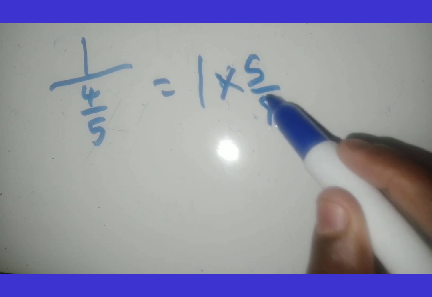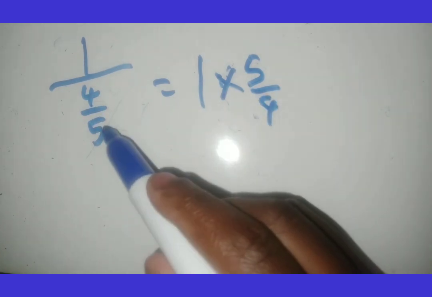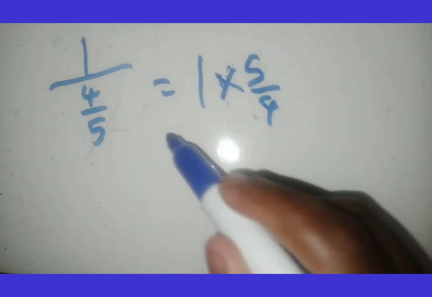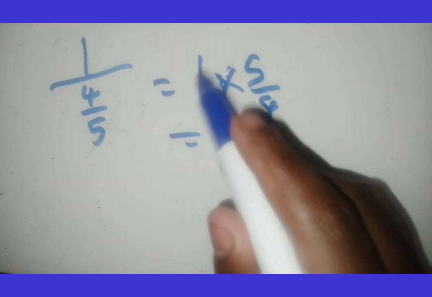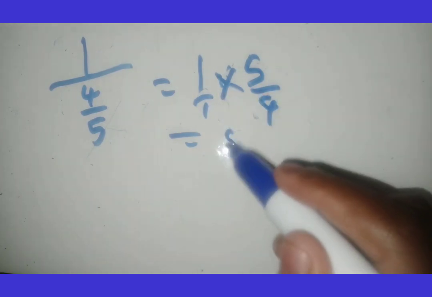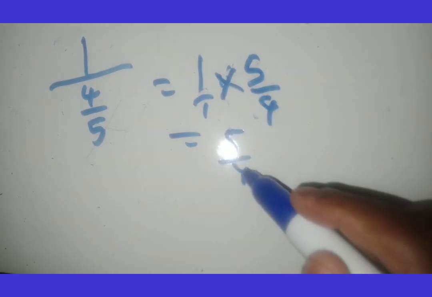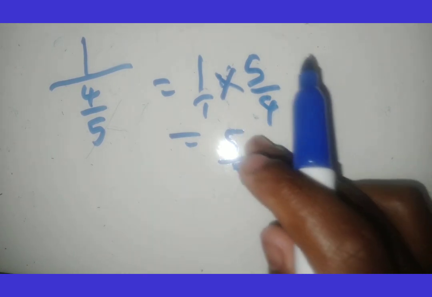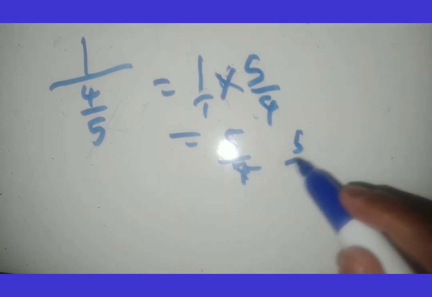So notice the numerator became the denominator and the denominator became the numerator. So we just change it and we make it multiplication, right? You can look at it as 1 over 1, right? So then 1 times 5 is 5, 1 times 4 is 4. We will apply this in trigonometry. So it just becomes 5 over 4, right? So 5 over 4.